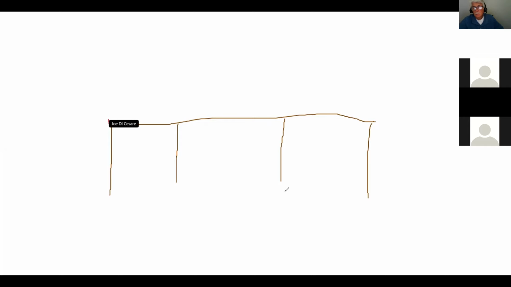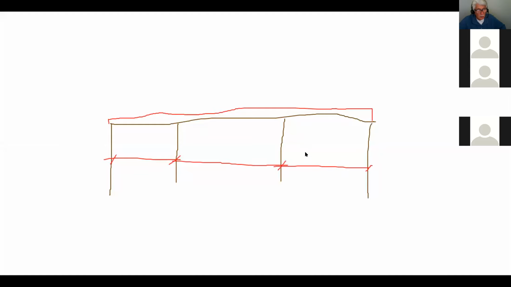Oh, there's no load bearing walls on top of it. It's just support. Okay. Go ahead.